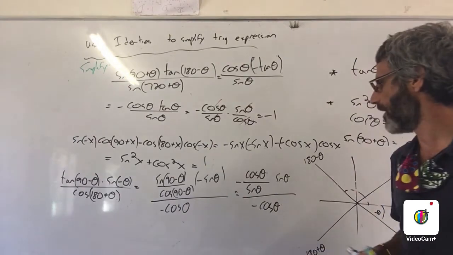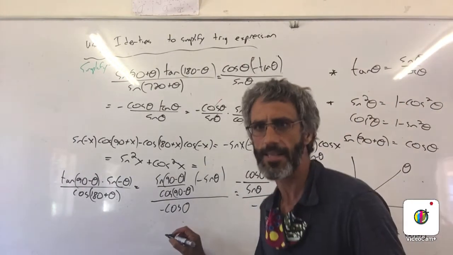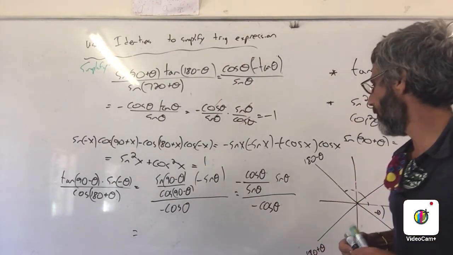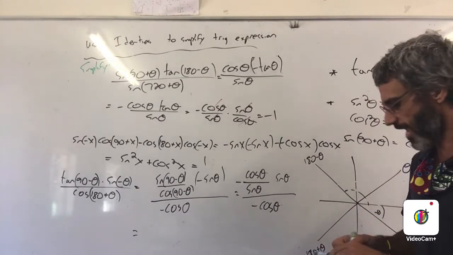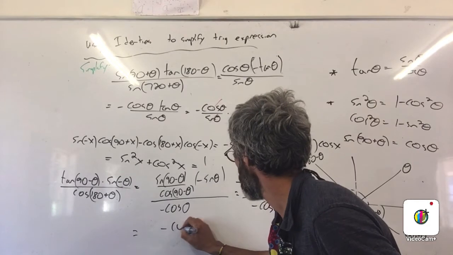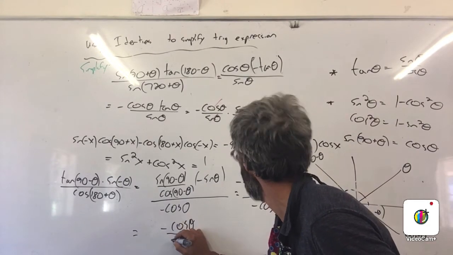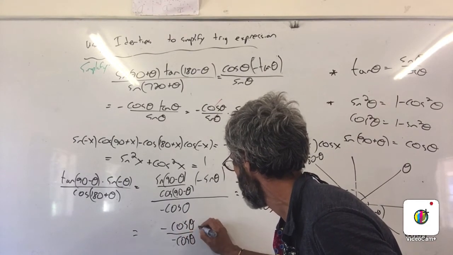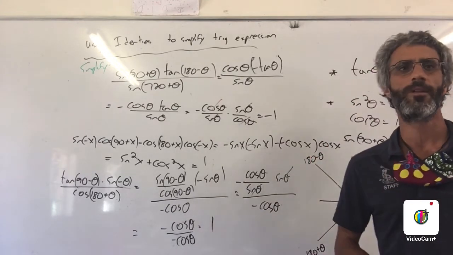And then everything becomes very easy. What's the next step? Can you flip and turn? Before I flip, there's something to cross cancel. Let's cross cancel as we speak. So what we get is minus cosine theta divided by minus cosine theta, and you're right, the answer is 1.